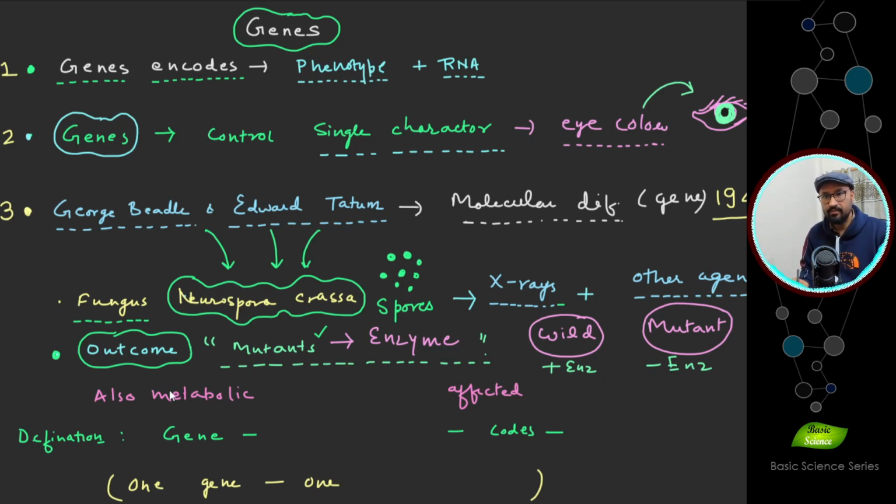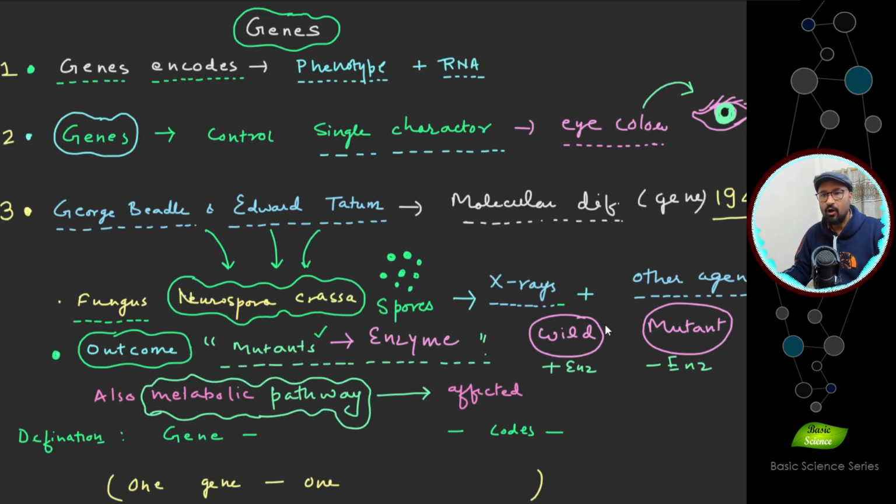And sometimes, and this is important, the entire metabolic pathway was affected because of the absence of the key enzymes that are involved in those metabolic pathways. So they also identified that sometimes some of the metabolic pathways are also affected by the mutation.